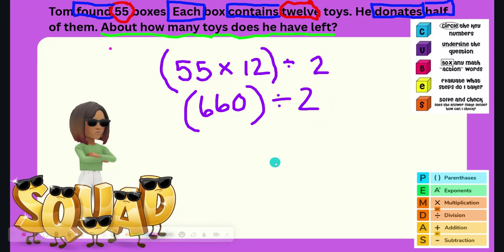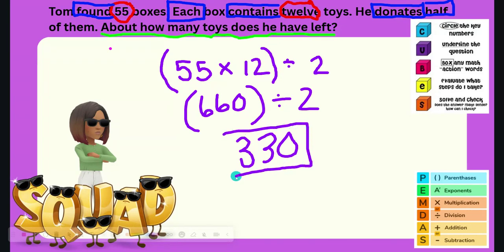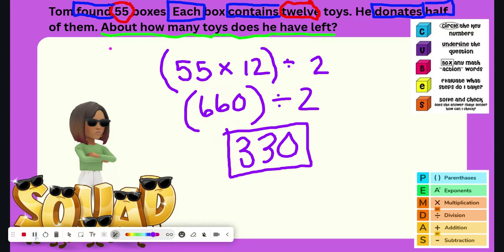All right, now we are going to divide 660 by 2 because we are cutting it in half because he donated half of them. How many toys does he have left? He has 330 toys left. If you got that, great job. I hope you wrote your expression down right because you need to know that you are doing what's in parentheses first, which means we had to figure out how many toys there were total before we can donate half of them. Now let's move on.